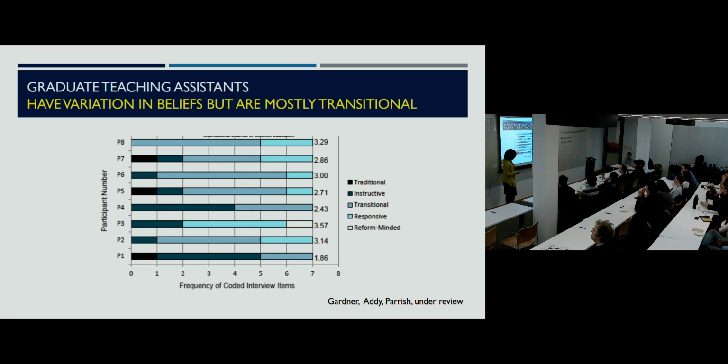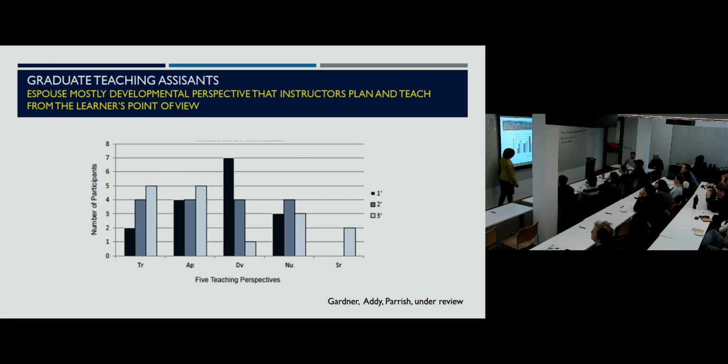The variation, if you look at their beliefs, this is shown in a different way, but these bars here represent the different categories of beliefs, and he was able to get 8 of them to do this, but most of them were in the transitional range. This person would be the most traditional, so they have traditional and instructive beliefs, and then this person would be the most reform-minded, okay? So you can see there's variation. Most of them fell in the transitional category.